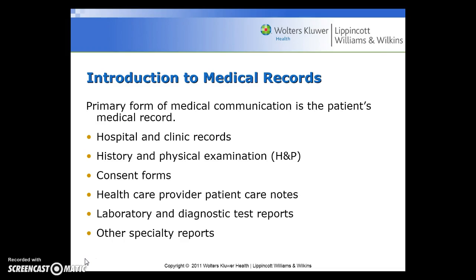Before I advance to the other slide, let's talk a little bit about the hospital and clinic records. Those are sometimes simply called a patient's record, and they typically are a collection of all written documents related to a patient's examination, diagnosis, and care. The H&P is a record of the patient's past medical history, which may include forms the patient fills out, the healthcare provider's examination of the patient.